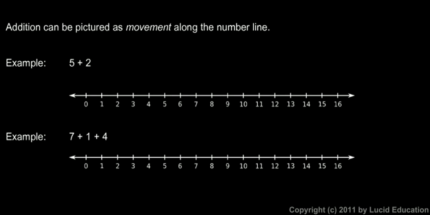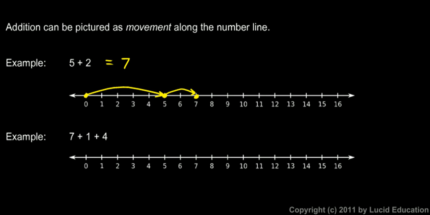Addition can be visualized as movement along the number line. So to represent 5 plus 2 on the number line, we start at 0, and then we move 5, and that puts us there at the 5 at that point. And then the plus 2 means going 2 more to the right. And so we end up at 7. And so this little picture right here tells us that 5 plus 2 is equal to 7. So addition means moving to the right on the number line.